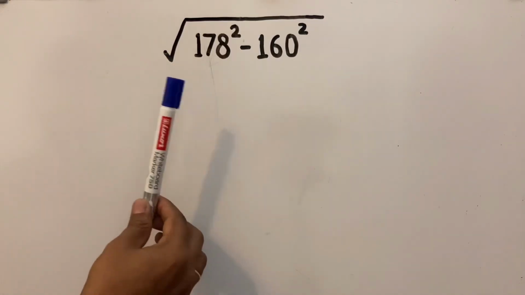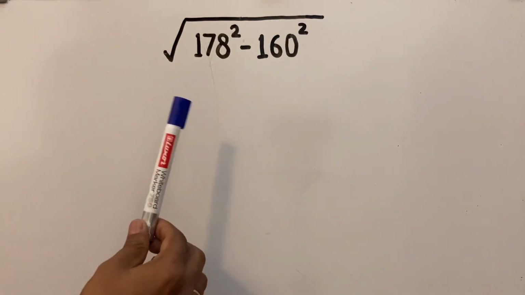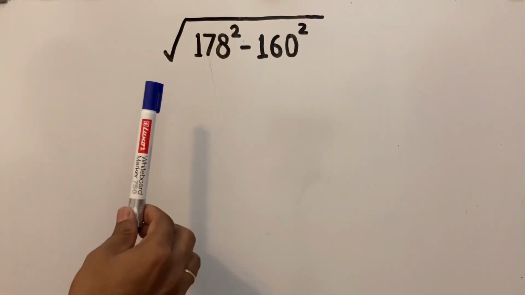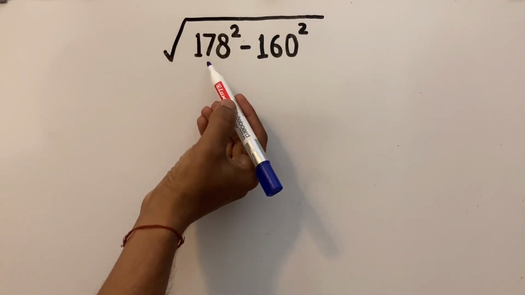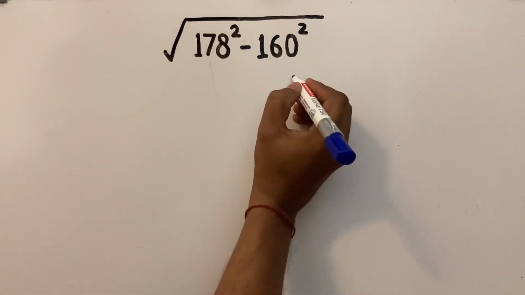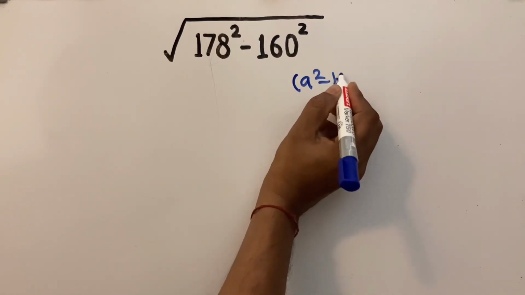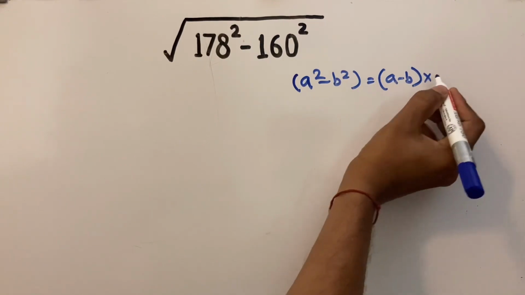This question looks a bit difficult to solve without using calculators. However, it can be easily solved by using basic mathematical rules. As we can see here, this is in the form of a square minus b square, which is equal to a minus b multiply a plus b.